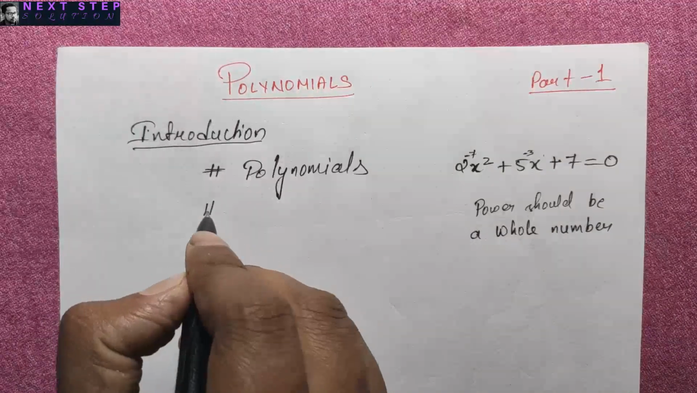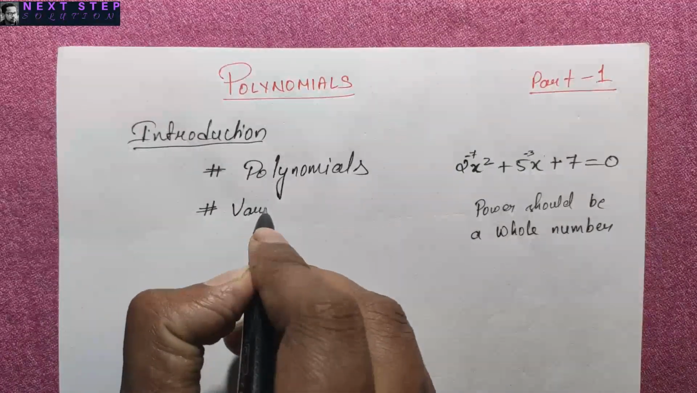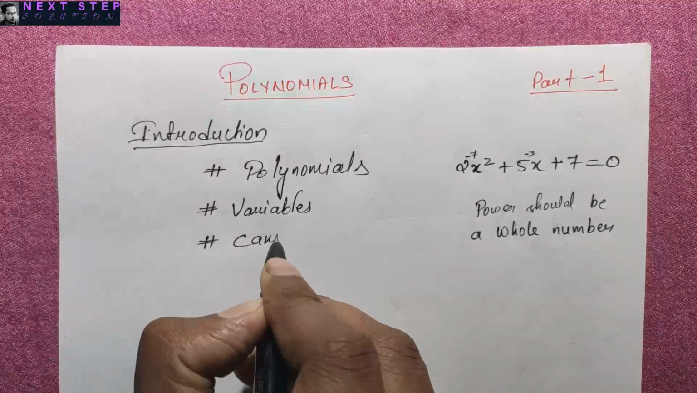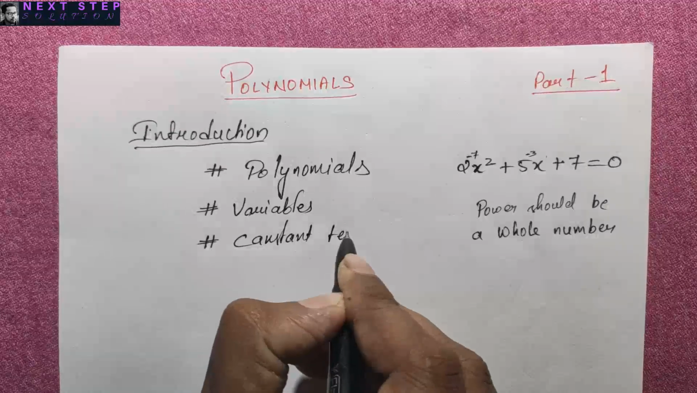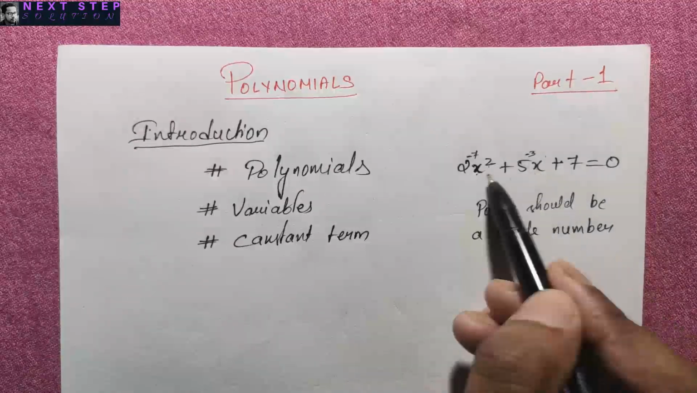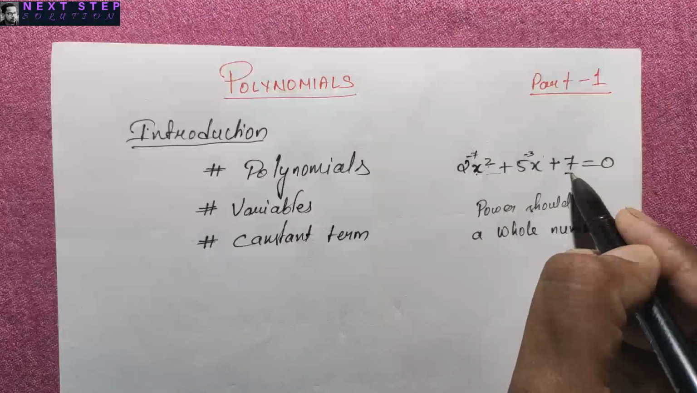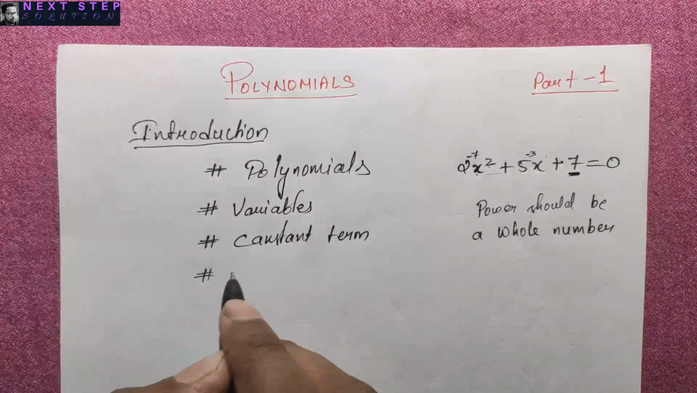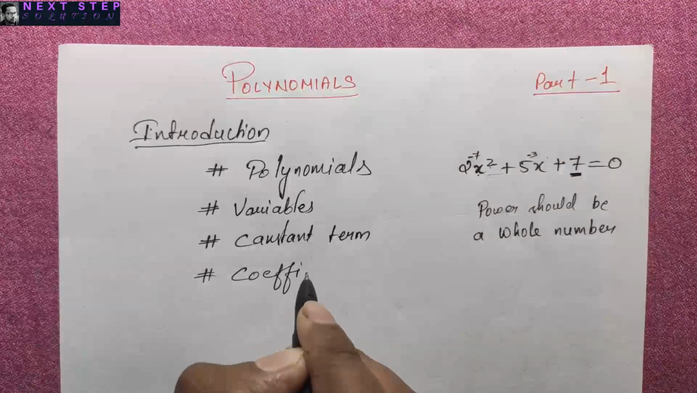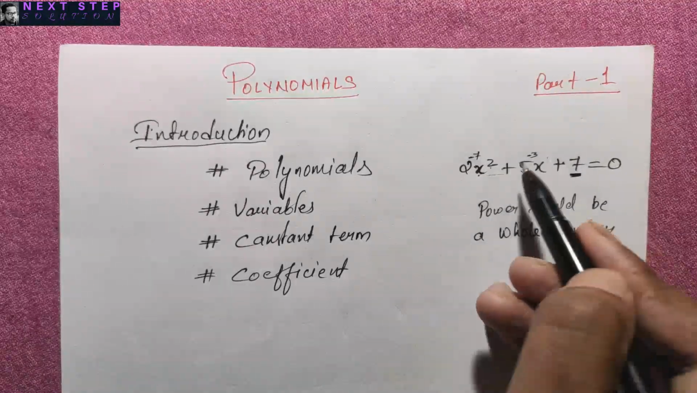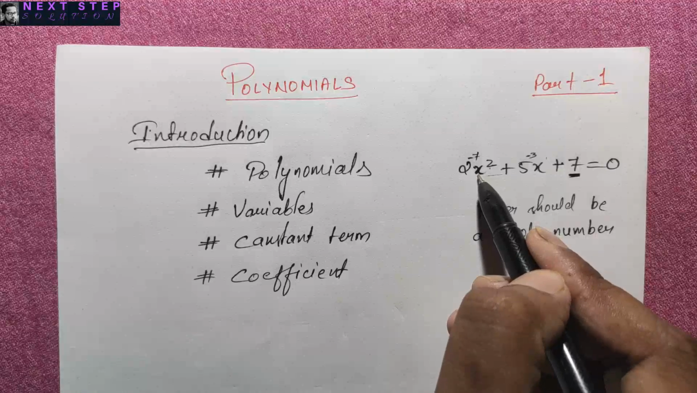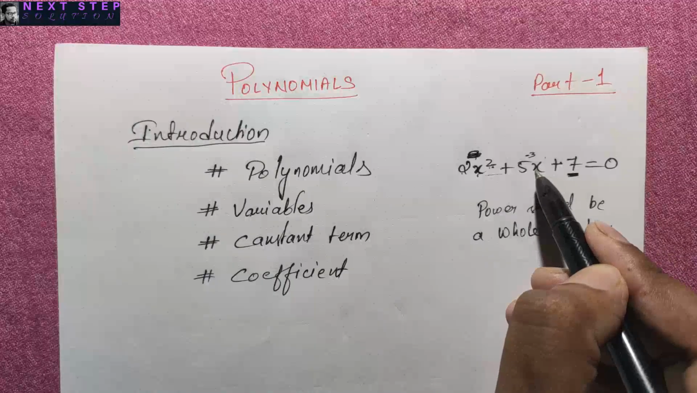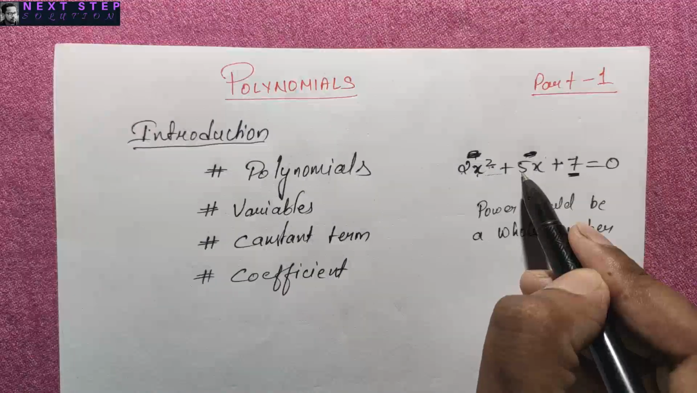Now the next thing is, you have learned what are variables. Then we also learned what are constants. Variable means x square, x is the variable here. Constant means the constant term, the number without any variable is called the constant term. Next, coefficient. Coefficient means the number with the variable. If I say what is the coefficient of x square, you have to say the coefficient of x square is 2. If I say what is the coefficient of x, the coefficient of x is 5.